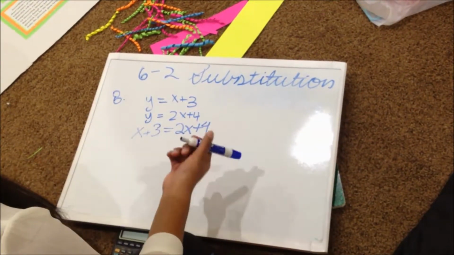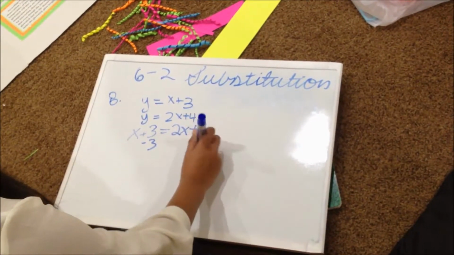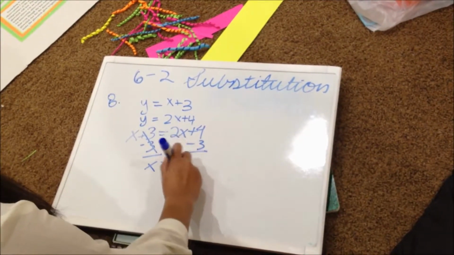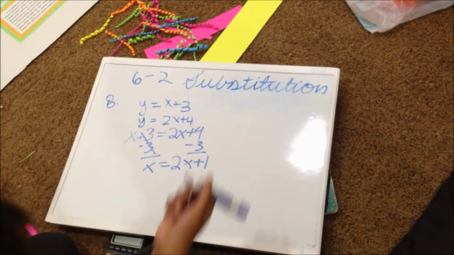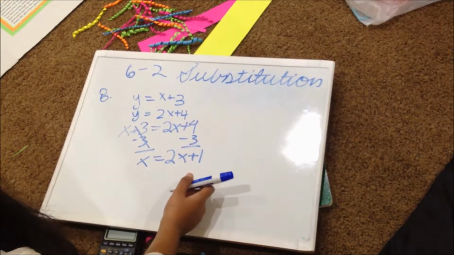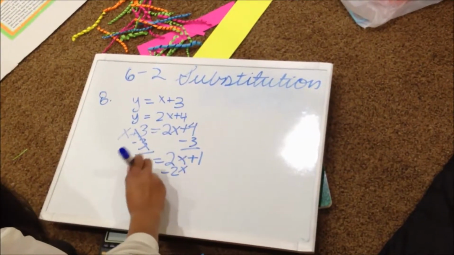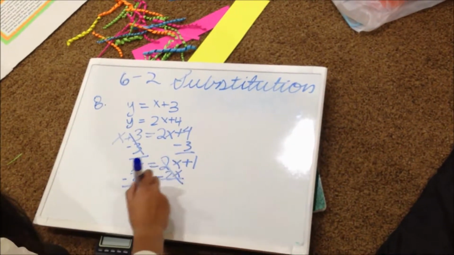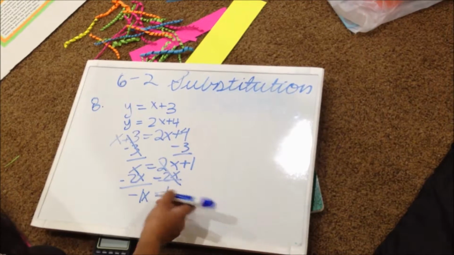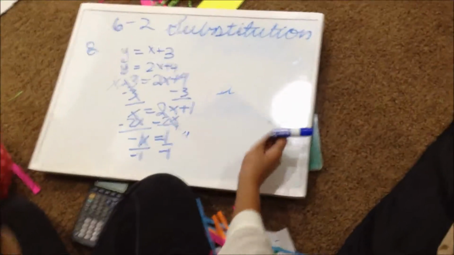Yeah, exactly. So then you subtract, you minus 3 on both sides. And then this would be 0, so it would be x equals 2x plus 1. 4 minus 3 is 1. So then you would minus 2x on both sides. And then it would be negative 1x equals 1. And then you divide by negative 1 on both sides, and x equals negative 1.